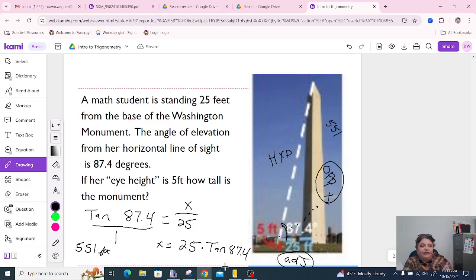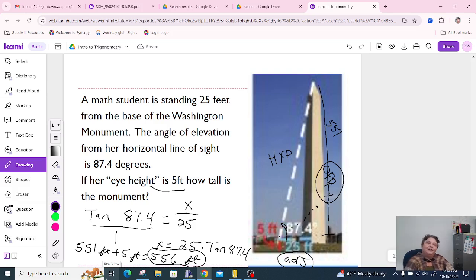But what else do we have to add? This is from here to here. You have to add her eye height. What was her eye height? 5 foot. So you have to add your 5 foot, and that will give you your distance, which was what? 556 feet. I wonder, we'll have somebody do their research, see how tall the Washington Monument is, see how true this word problem was. I'm wondering if it's correct.